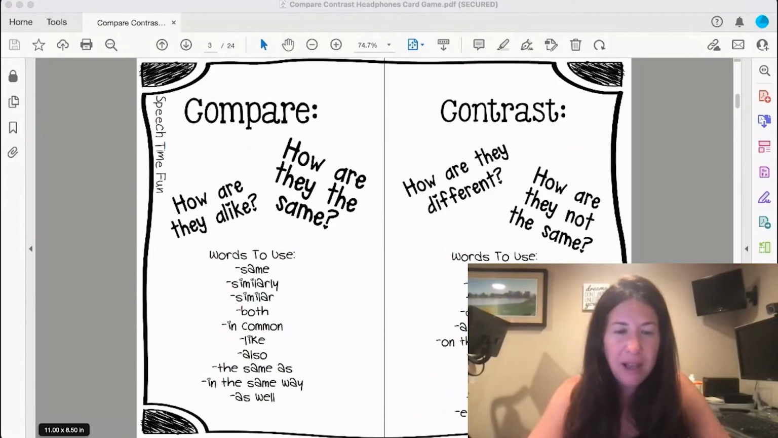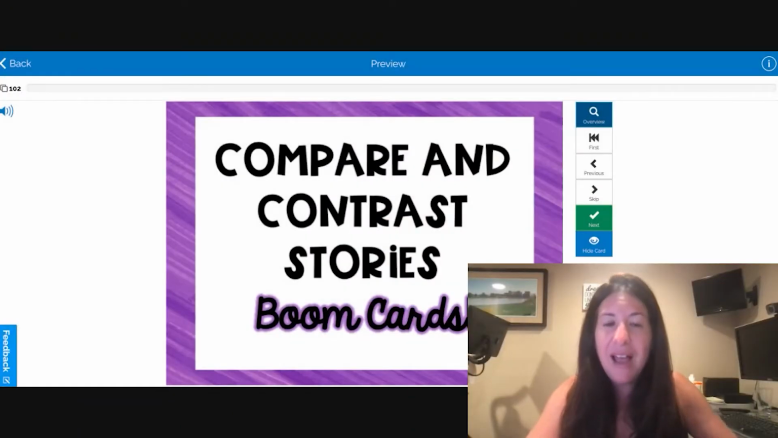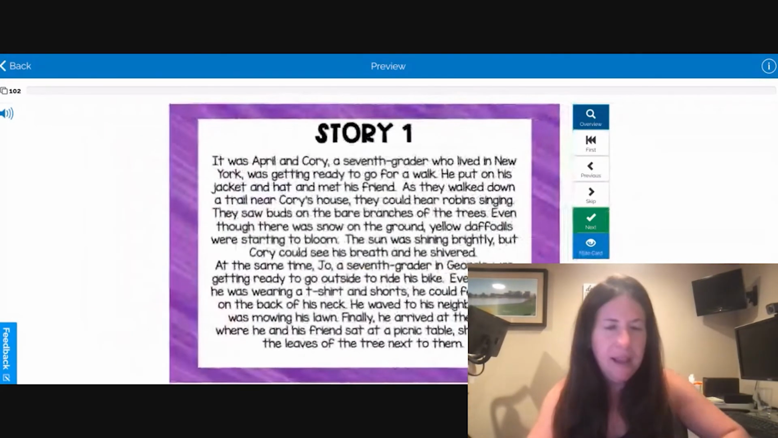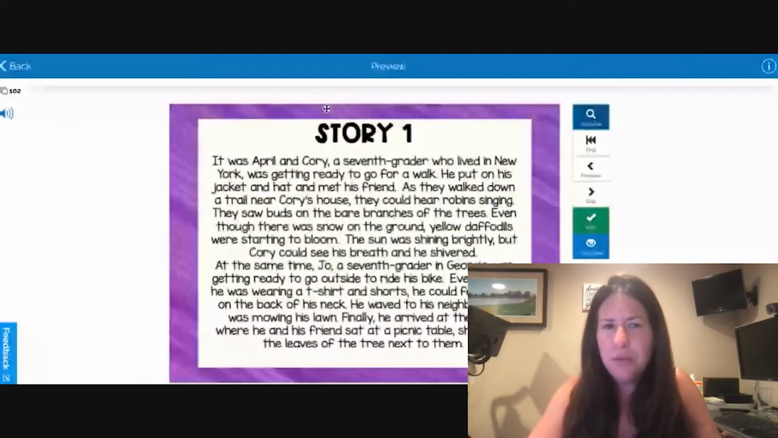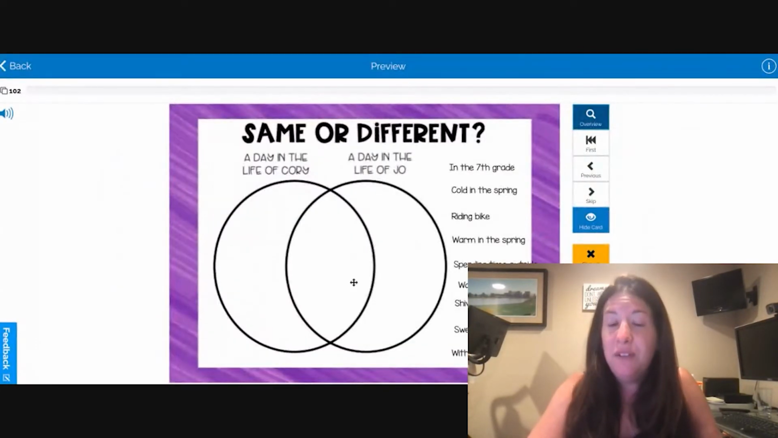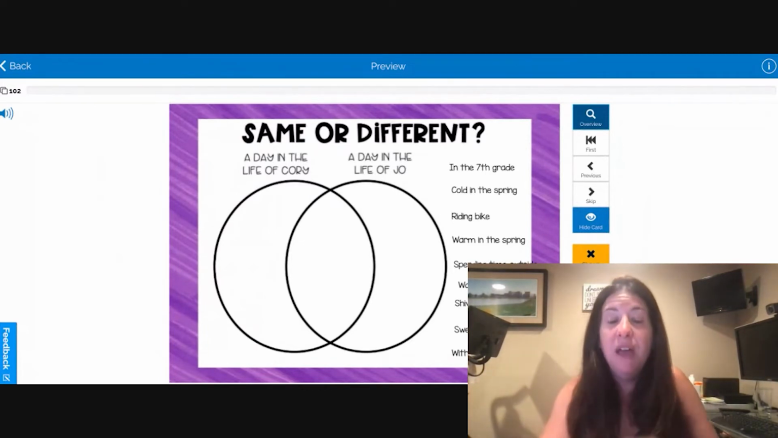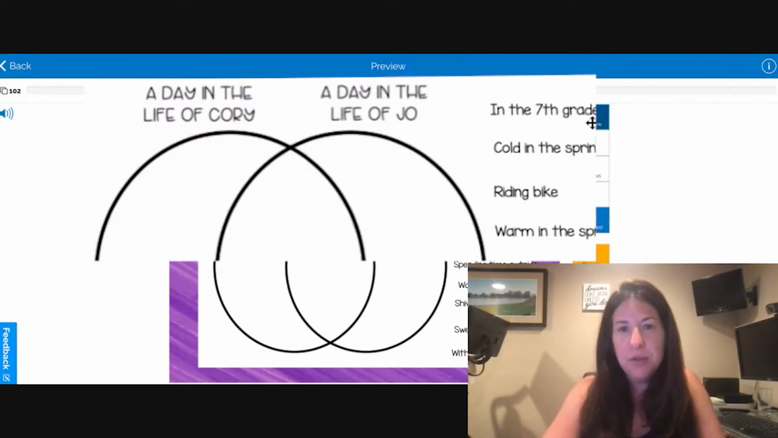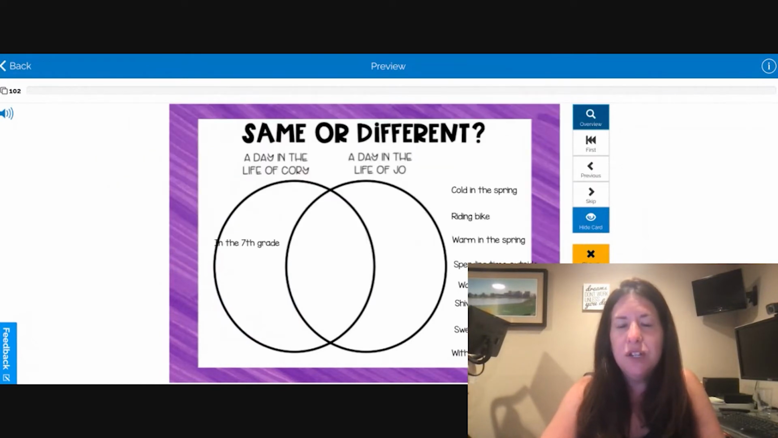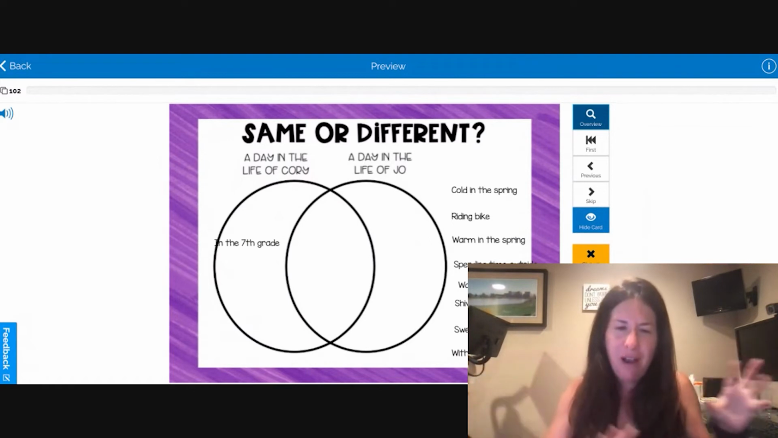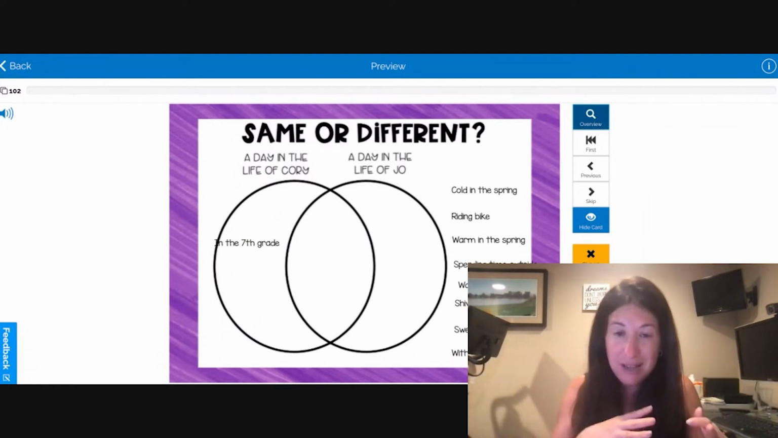The next way I like to use compare and contrast at a higher level, I have a compare and contrast stories Boom deck. I also have a printable version, but this is very scaffolded and has different 2-3 paragraph stories, and I have the Venn diagrams there for you. So you can start with the chart if you wanted to, like on a piece of paper, and then I have all the answers here so students can then drag and drop it. So it teaches them, okay, I pulled out for you all the important things. Can you figure out where it goes by going back to the text and using your comparing and contrasting?